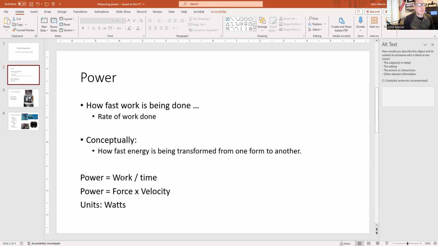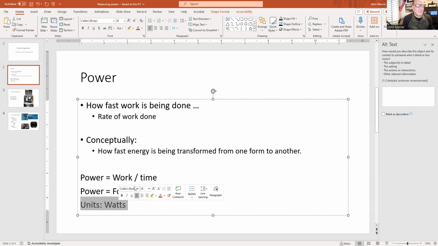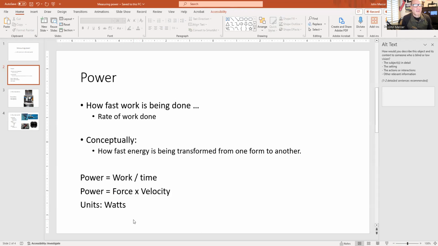The equation for power is work over time, the rate of work done. Another way to describe the equation for power is force times velocity, or how fast a force is being applied. And work, remember, is force times distance. Distance over time is velocity. So this equation and this equation are exactly the same equation. We just rearrange some of the parameters. Either way that we calculate power, we use the units of watts. Okay. All right. So now, how do we measure?